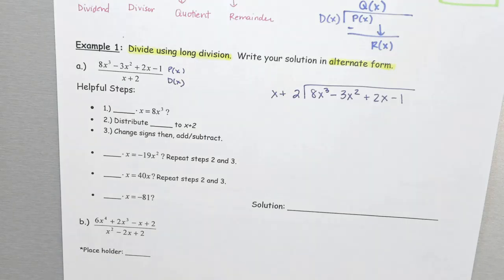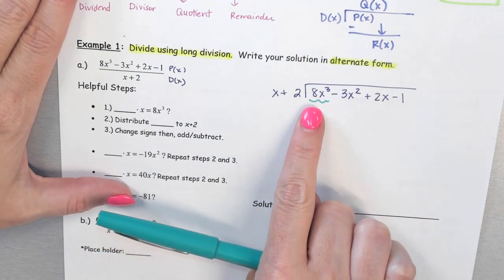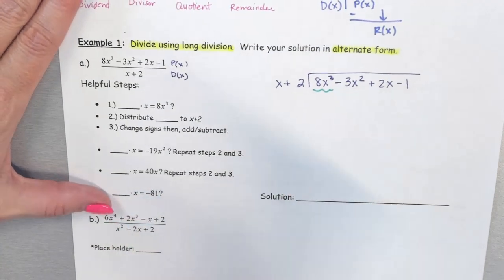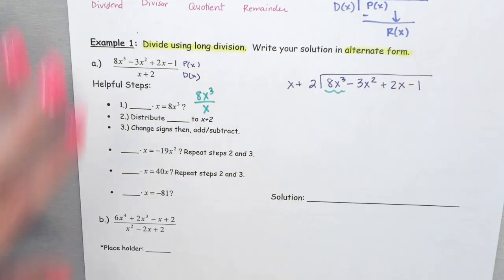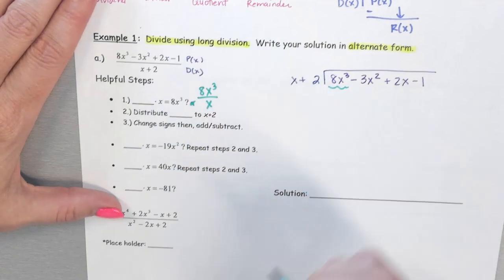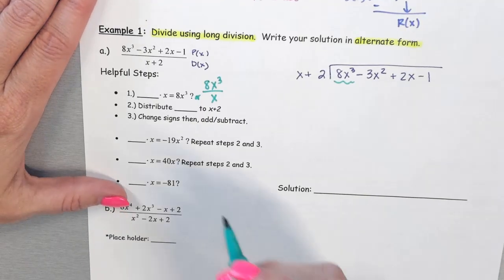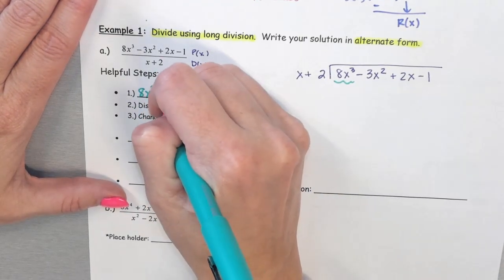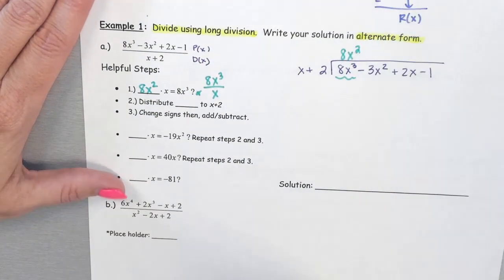All right, and then there's 2 ways that you can think about this. You can either ask yourself what multiplied by x is going to give you 8x cubed, or you can also just think of this as division. If you do 8x cubed divided by x, what would you get? What's 8x cubed divided by x? 8x squared. Okay, so we're going to put that on the top.